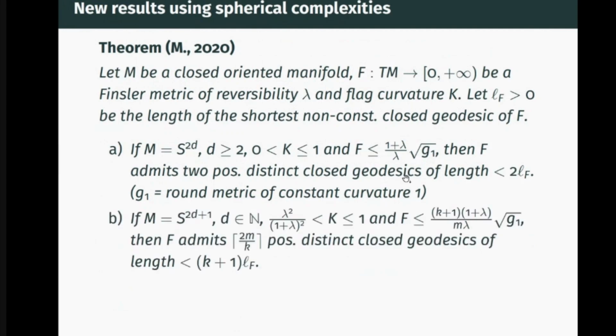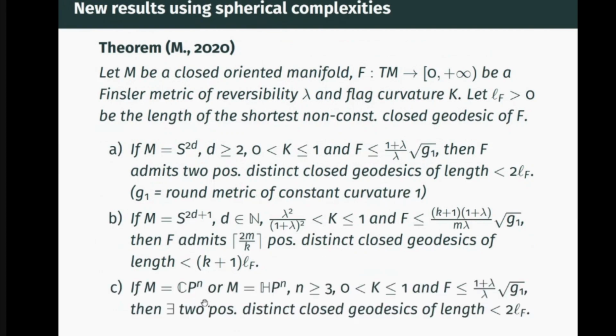There's a result for the odd-dimensional case, with slightly more complicated conditions, but we also get it here. And we get a simple result for complex projective and quaternionic projective spaces, where we have basically the same conditions as in part A, only that we have to replace the round metric by the standard globally symmetric metric, where prime closed geodesics have length pi. Then we also get two positively distinct closed geodesics of length smaller than twice the length here.